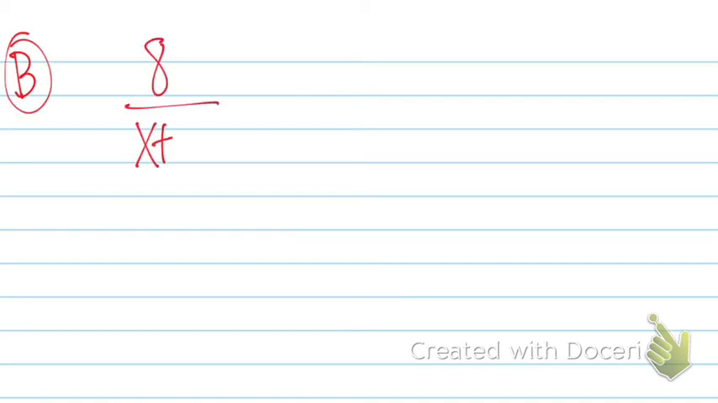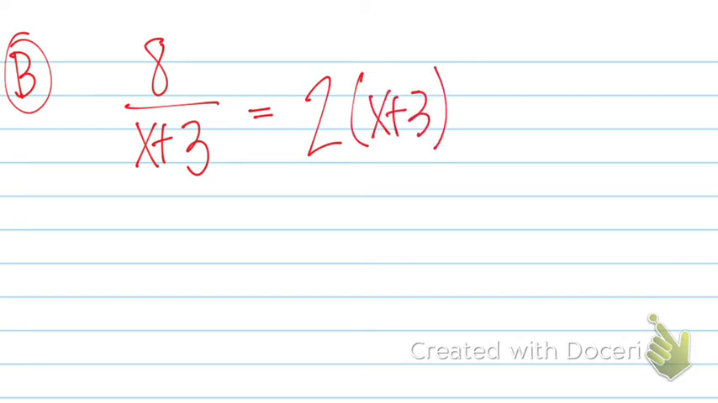8 over x plus 3 equals 2. I have to get rid of that denominator because I can't solve for x when it's in the bottom. So in order to get rid of it, I have to multiply on both sides. I'm going to multiply 2 times x plus 3, and I'm going to multiply the entire left side also by x plus 3.